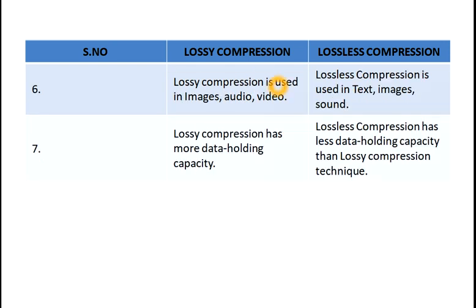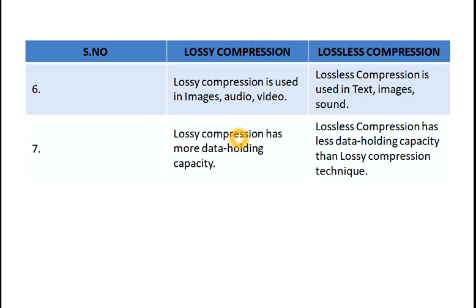Now, lossy compression is used in case of images and audio or video, because in this case, if some information is compromised, then that is not going to matter in any way. So they are being used through lossy compression. But in case of lossless compression, we use these techniques in case of text, where information is very important, means you are not going to lose a little bit of information from them, and images also in some cases, and sound.